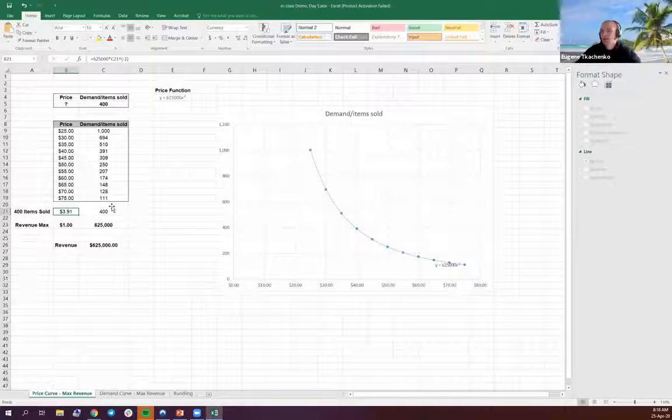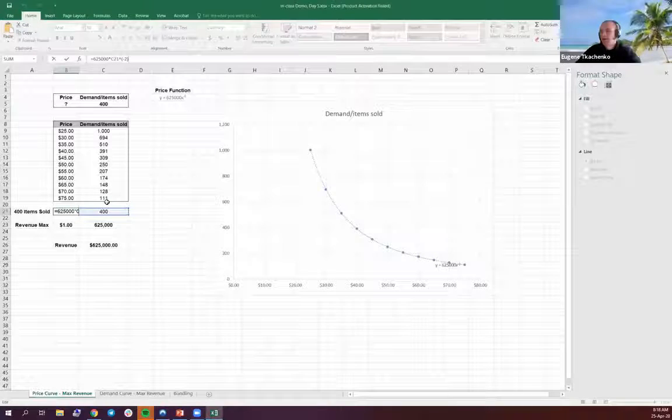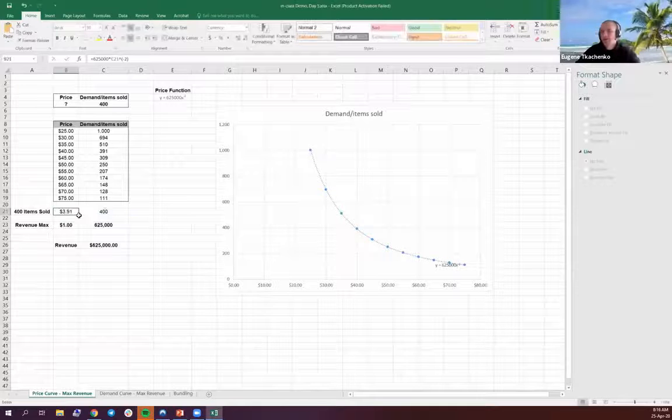So basically, in terms of references, we are using the same function as here, where the 625,000 would be considered as a constant. Then we're using the number of items we are planning to sell, or items sold, and raising it to our price elasticity. The price elasticity is -2, and therefore we are getting the price point of 391.